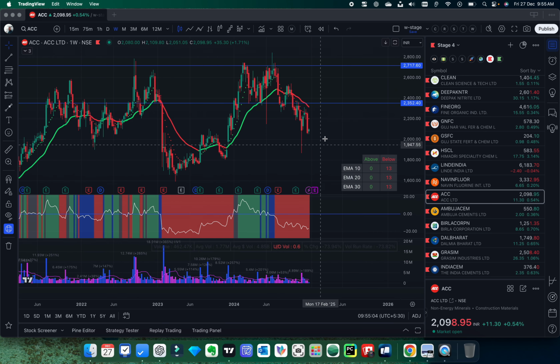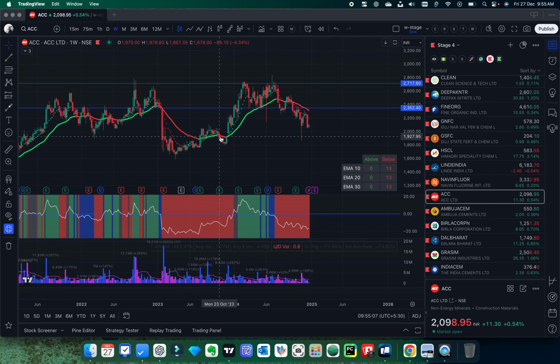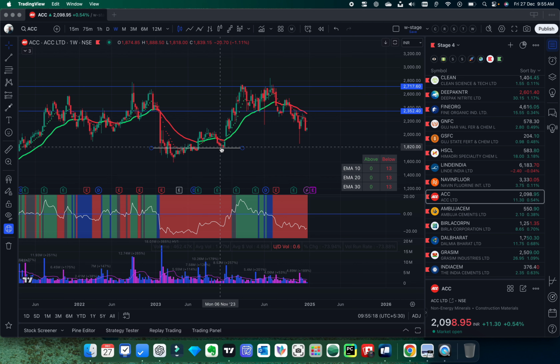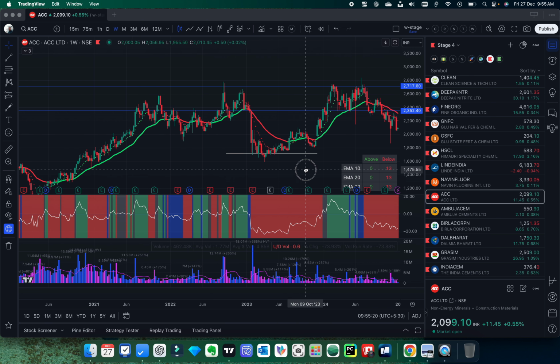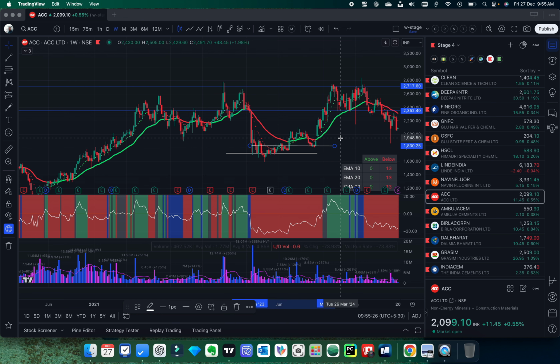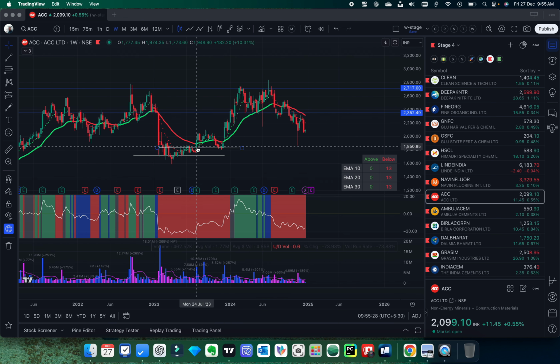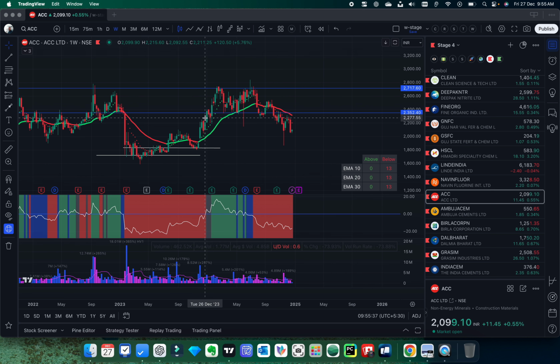ACC cement, yes, basing here, breakout. This is a well defined base kind of, not here, sorry, here, a well defined base here, breakout on this candle, again consolidation. It broke down for 30 EMA for some time, then again it took off, and then topping and breakdown.